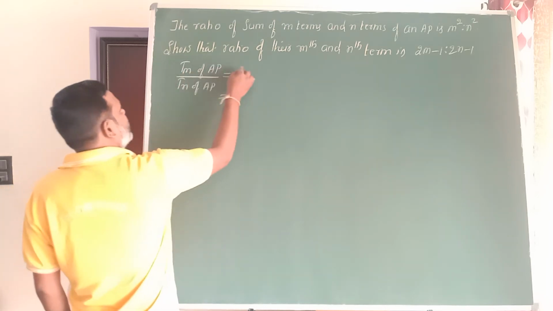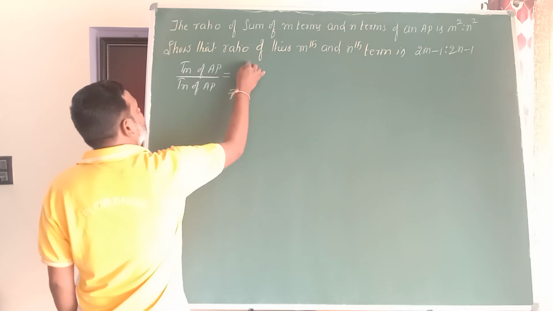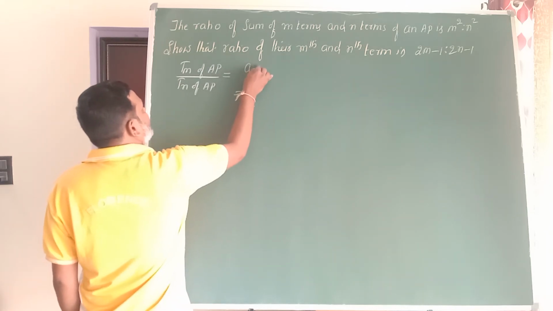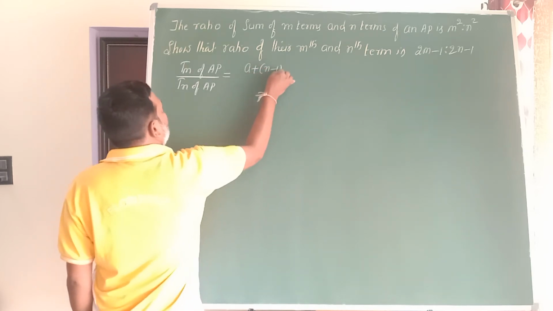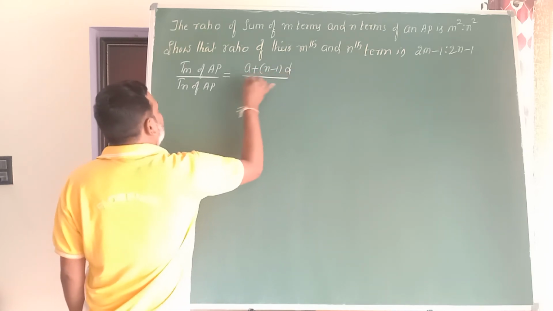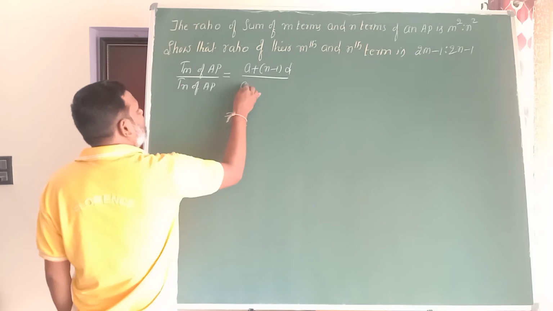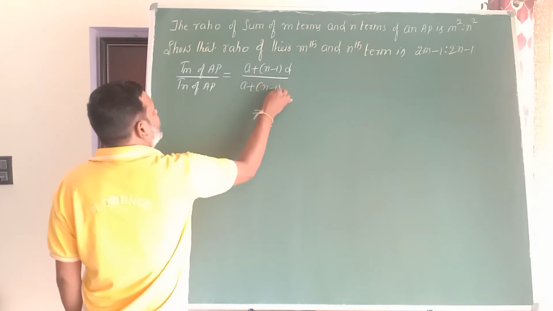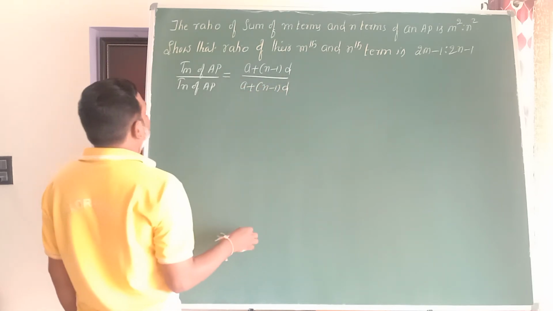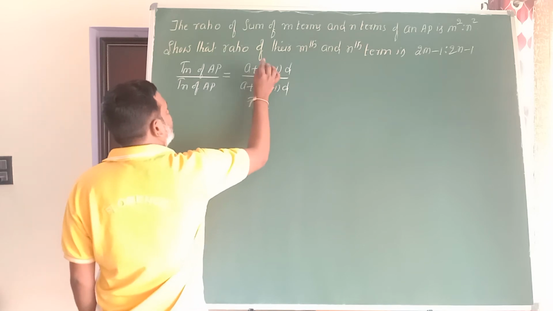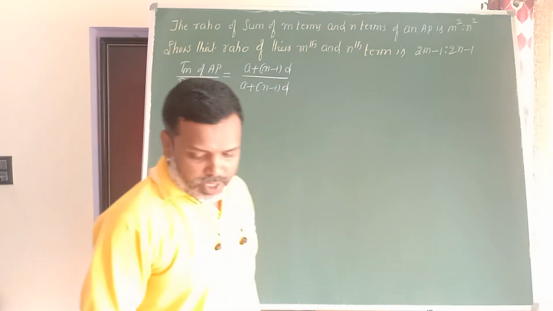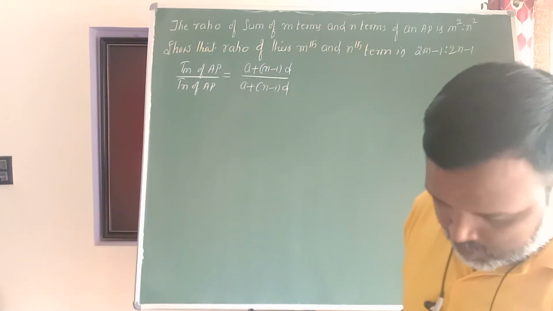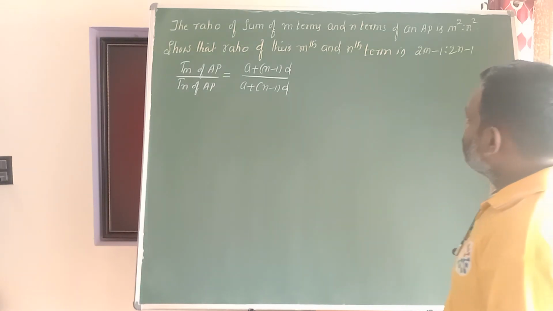What is the formula for Tm? Tm is nothing but, what happens Tm? That is given by a plus (m minus 1) into d, divided by Tn is nothing but what? a plus (n minus 1) into d. Sorry, here Tm, that is (m minus 1) into d. Now what to do here? Just have a look on this. I have to do something here.